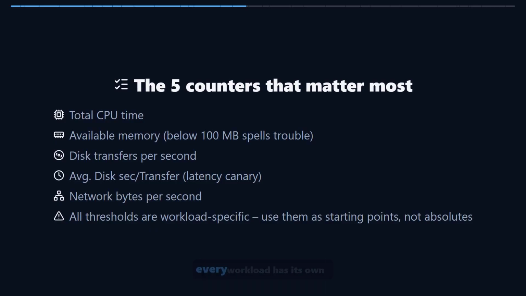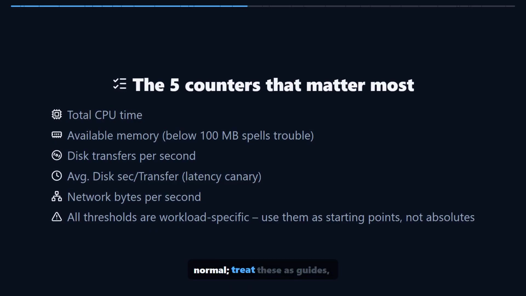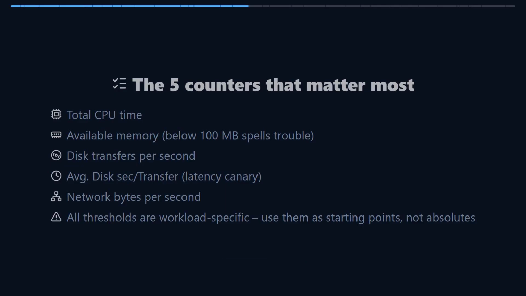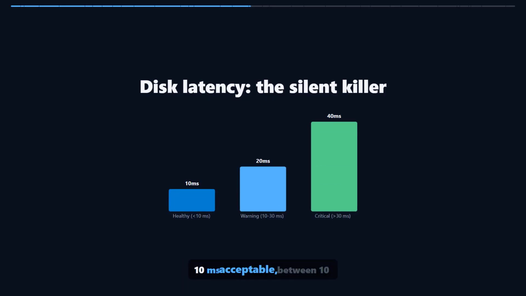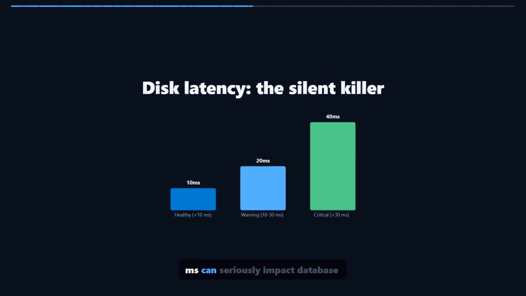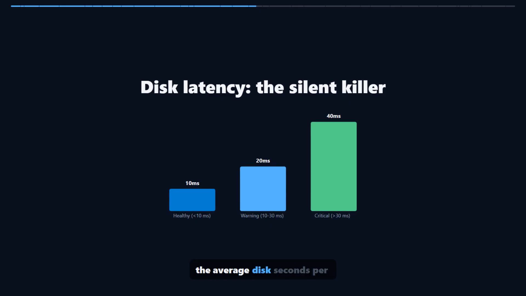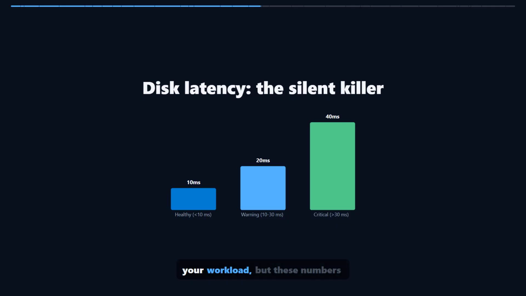But keep in mind, every workload has its own normal. Treat these as guides, not fixed rules. Here's a general guideline. Many admins find disk latency under 10 milliseconds acceptable. Between 10 and 30 milliseconds is a warning zone, and over 30 milliseconds can seriously impact database performance. VM Insights trends this over time. When you see the average disk seconds per transfer line climb toward that upper range, it's time to scale up disk performance before your help desk lights up. Exact thresholds will depend on your workload, but these numbers are a solid starting point.